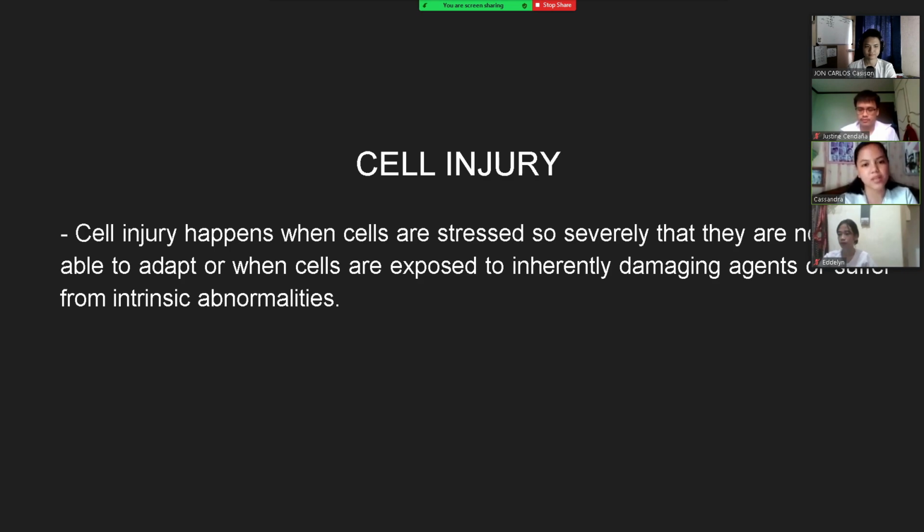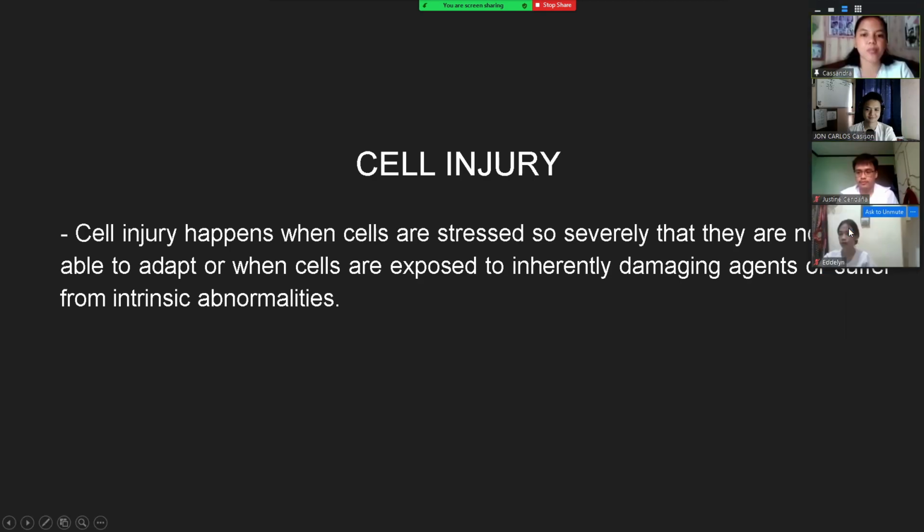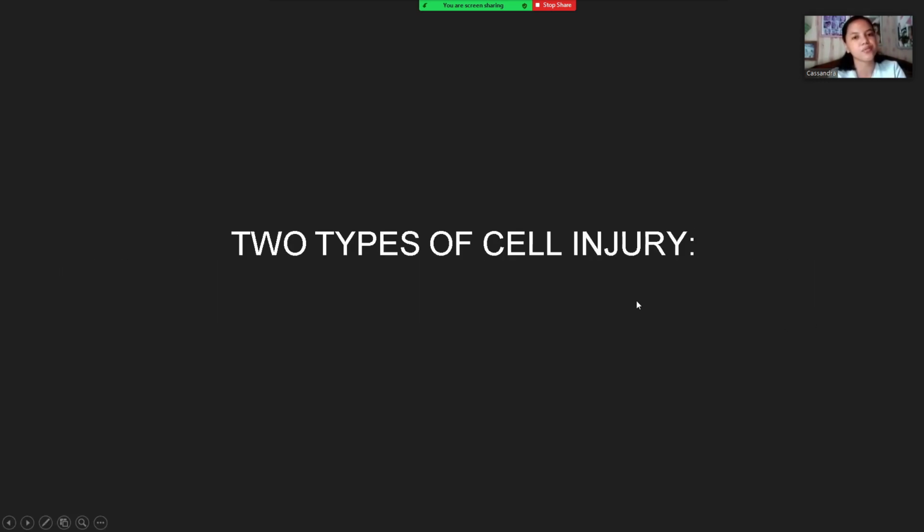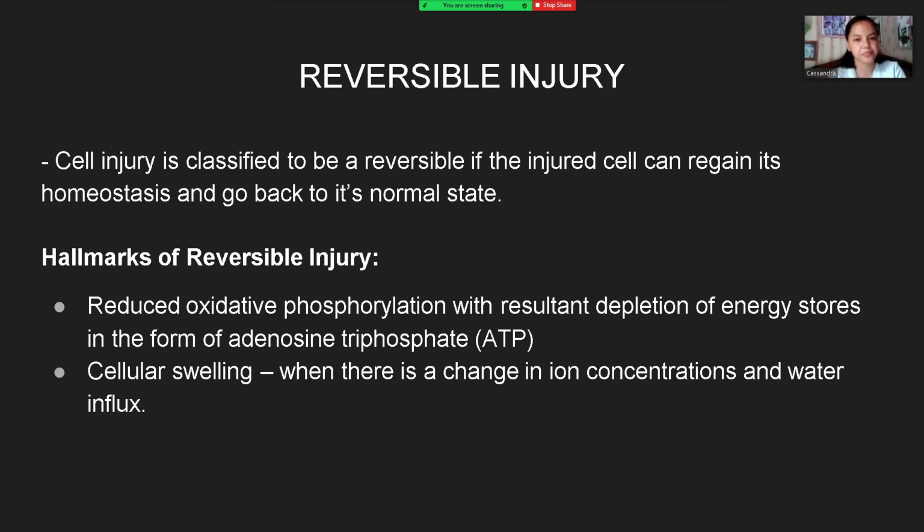Cell injury happens when cells are stressed so severely that they are no longer able to adapt, or when cells are exposed to inherently damaging agents or suffer from intrinsic abnormalities. There are two types of cell injury. The first one is the reversible injury.